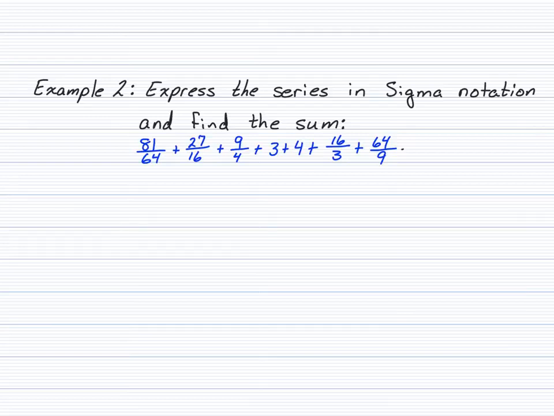All right, so the next problem says express the series in sigma notation and find the sum. So the first thing we're going to do is express this using sigma notation. All right, so we're going to have this starting at n equals 1, and there are 7 terms here, so we're going to take this up to 7. A sub 1 is 81 over 64. Your common ratio, we can get a number of different ways.